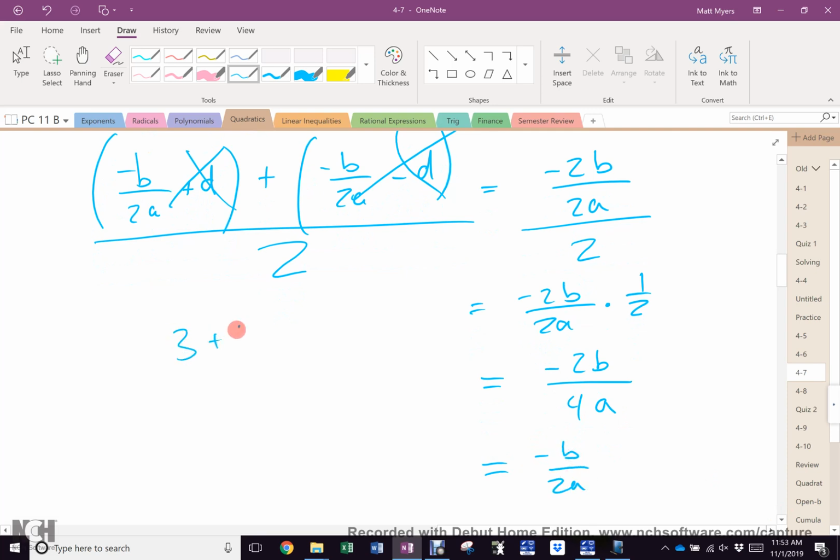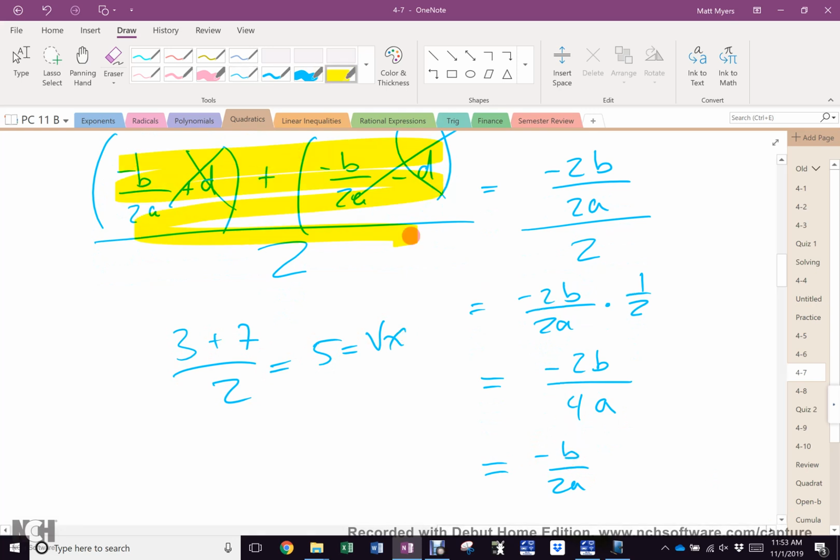Now, when it was 3 plus 7 over 2, that got me 5, and 5 was the Vx, yes? Well, isn't this 3 plus 7 over 2? Root 1 plus root 2 over 2? So doesn't this equal the Vx? And then when we simplified this, didn't we get this? So doesn't that equal the Vx? So can I not find the vertex x value using just that?